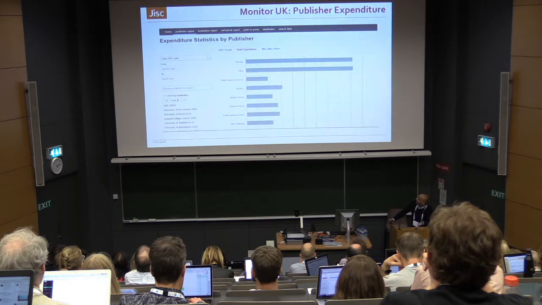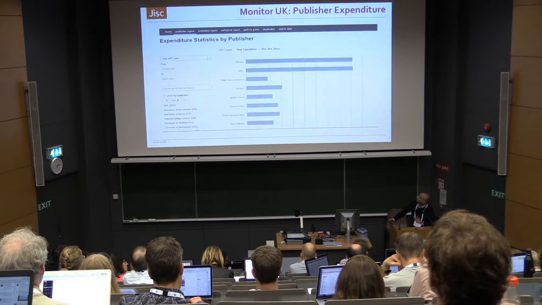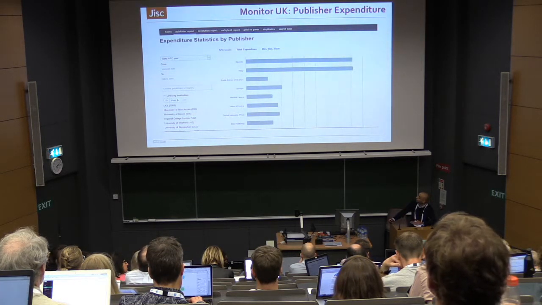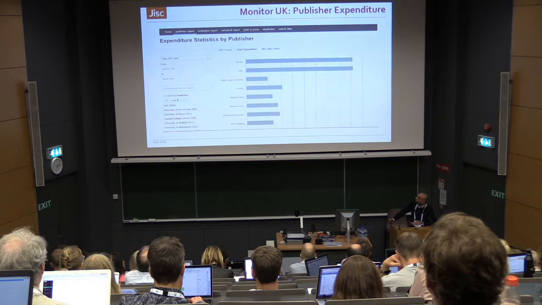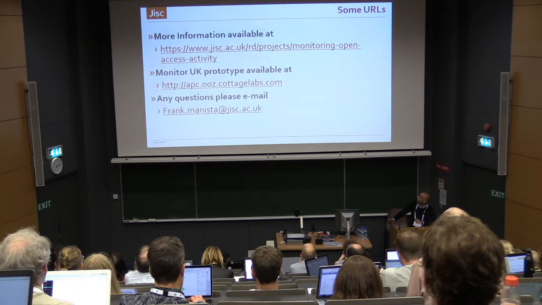Equally, you can get expenditure stats by publisher. That gives you an overall view of the amount of money that has been paid to Elsevier, Wiley, Public Library of Science, and so on. It's actually quite an interesting piece of software. It gives you some interesting figures to be able to play with. And generally, that's about it.